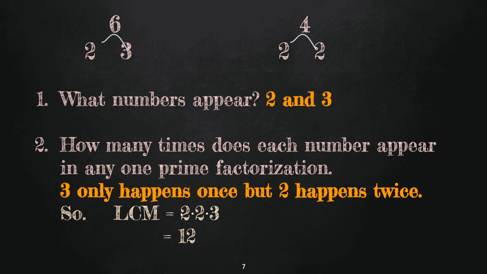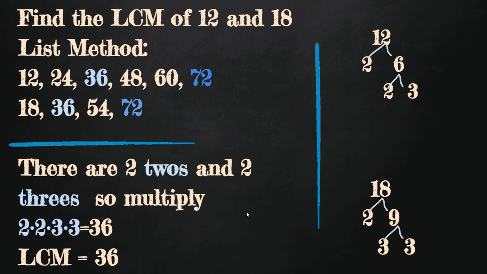And then you multiply them back together like we did for GCF. Okay? So what numbers appeared? 2s and 3s. How many times does each number appear in any one prime factorization? 3 only happened once over here, but 2s happened twice in this one's prime factorization. So you multiply 2 times 2 times 3 to get 12. Same exact answer.